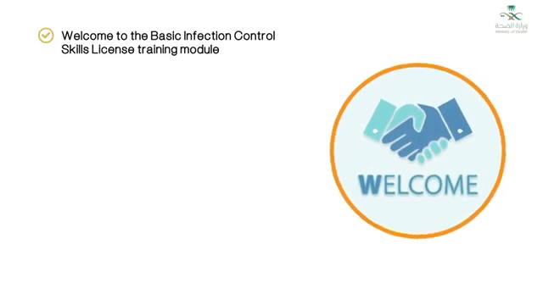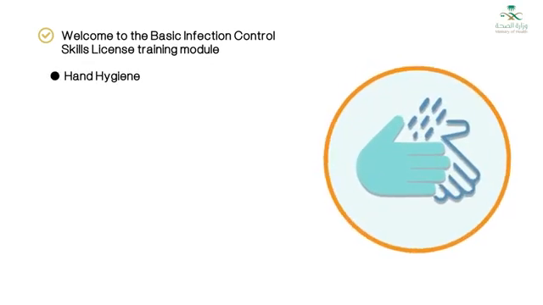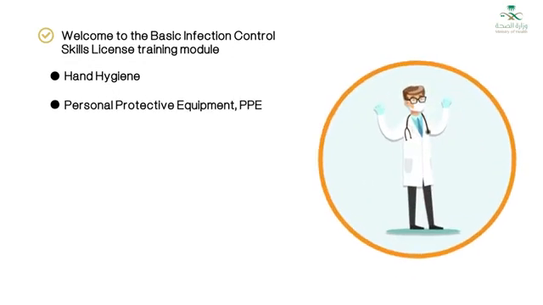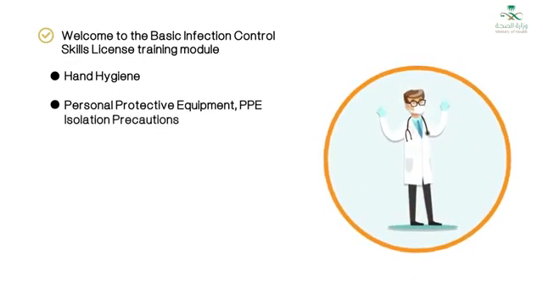Welcome to the Basic Infection Control Skills License, or BICSL, training module. In this training, you'll learn about the main principles of infection prevention and control. These include hand hygiene, personal protective equipment, or PPE, and isolation precautions.